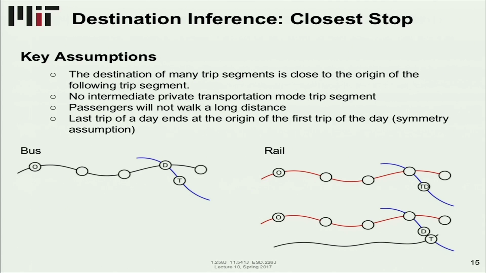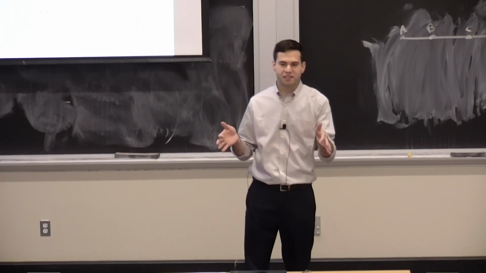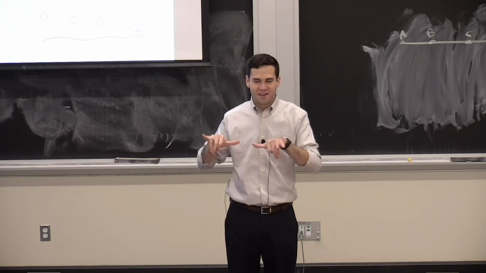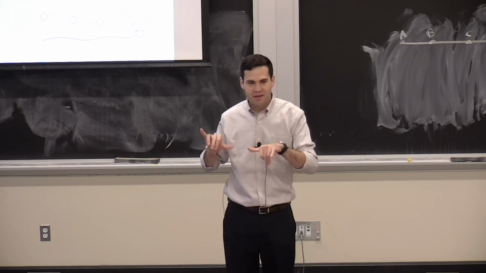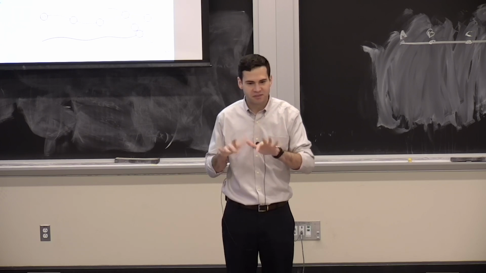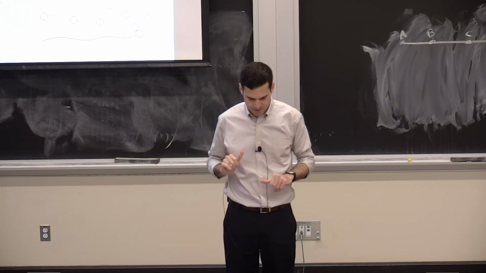So what are the key assumptions? We start by saying that the destination of each trip segment is close to the origin of the following trip segment. So in other words, that is true physically, right? Like you have to move somehow through space. So we further assume that that movement is happening mostly through the public transportation network and that no trips on other modes are being made.